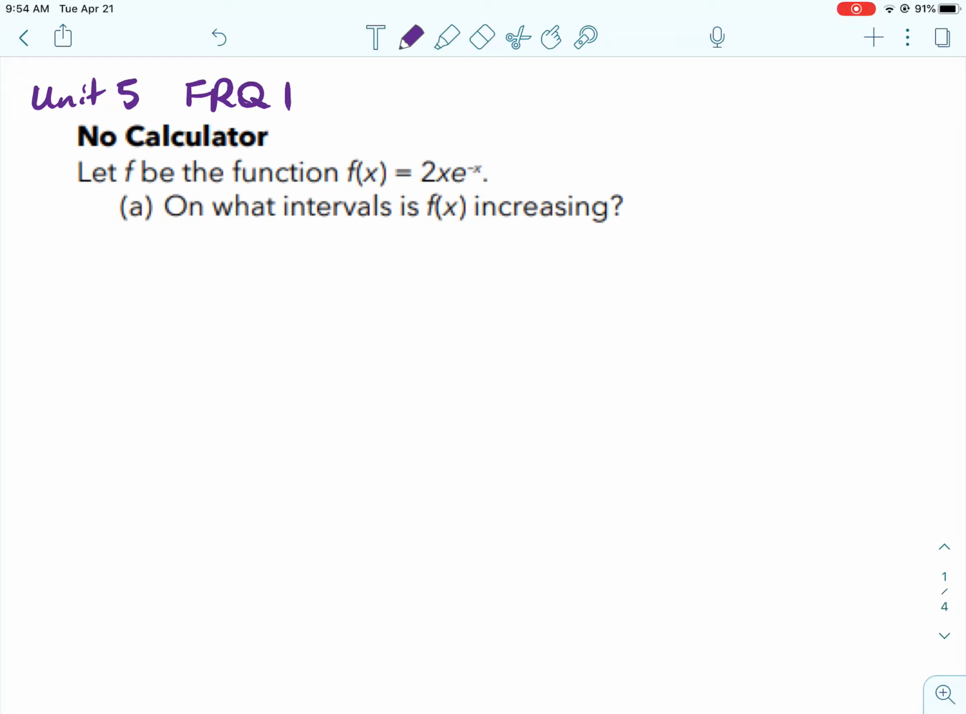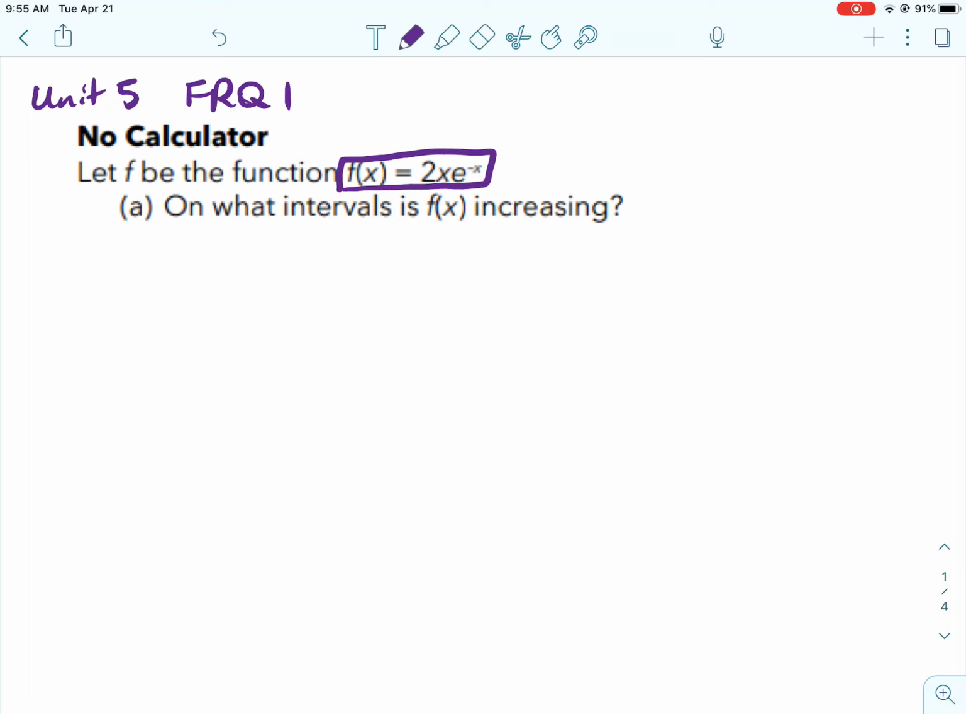Hello everybody. Today we're going to do Unit 5, free response questions 1, 2, 3, and 4, all on different videos. So this first one, we're given a function f of x equals 2x times e to the negative x. And the first part is we want to know on what intervals the function is increasing.